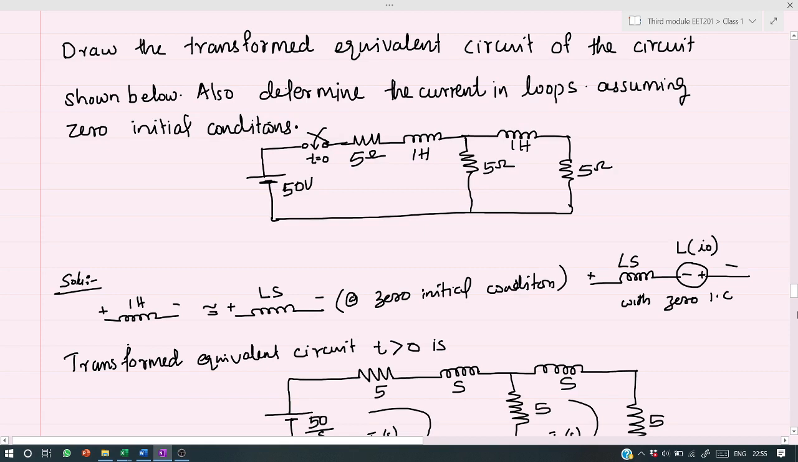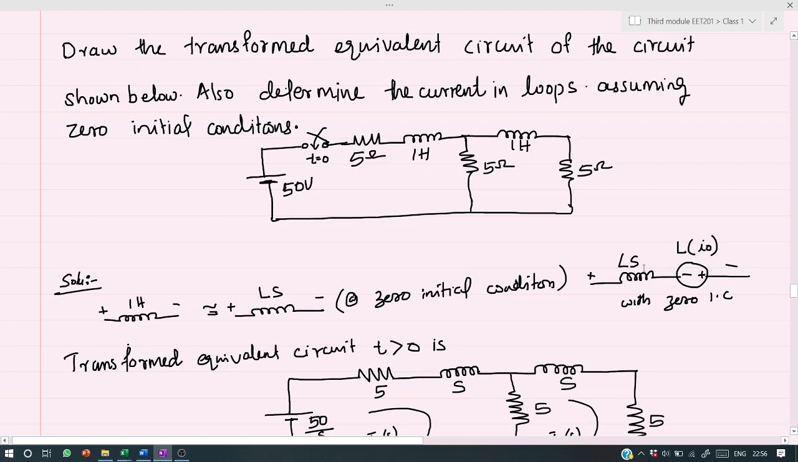So the first step in this problem is to draw the transformed network corresponding to this network. Before drawing this transformed network, let us refresh the transformed form of inductance with and without initial condition. If initial current is there in the inductor, the equivalent circuit in S domain is like this. If initial current is not there, in S domain, this voltage source, that is L into I0, won't be available. The equivalent circuit contains only inductance Ls.